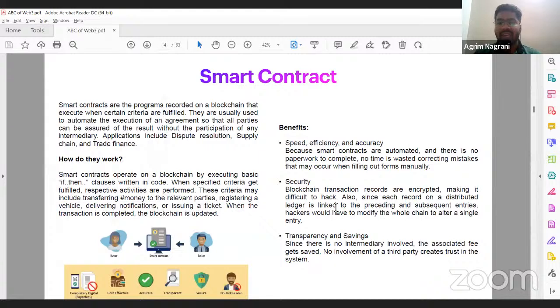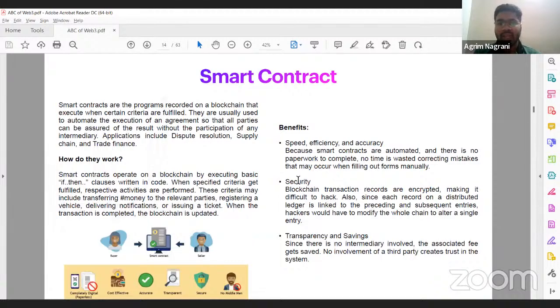Coming towards the transparency and savings. Since there is no middleman involved, you can get the smart contract executed at a very minimal fee. For this, you only need to pay the amount in the form of a gas fee. The gas fee is the fee which you pay to the chain which you are using for preparing the smart contract. Mostly the Ethereum chain is used to prepare the smart contract. So there you need to use the ETH token for making payment of the gas fee and executing that particular smart contract.